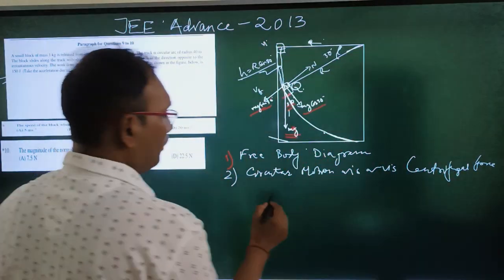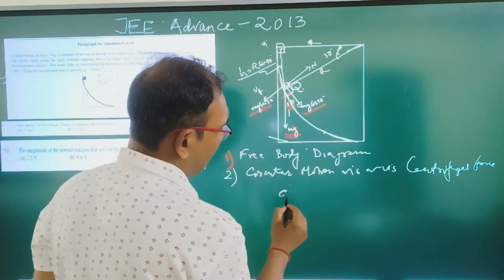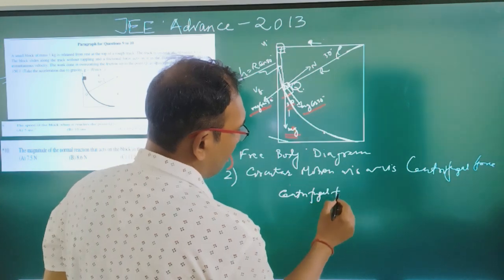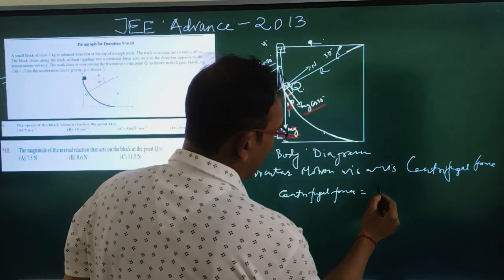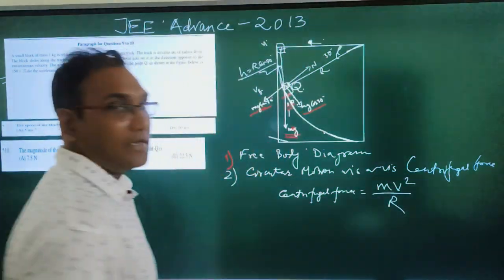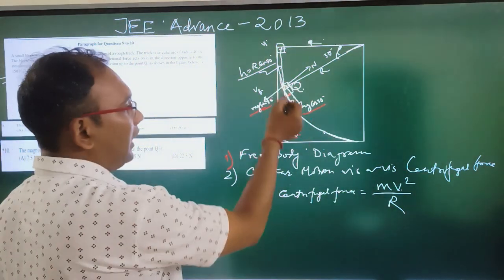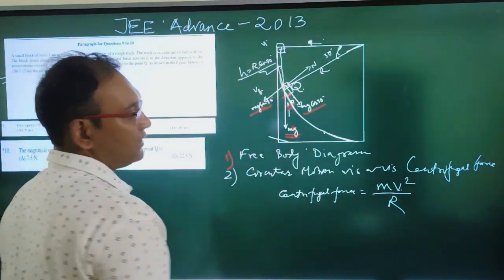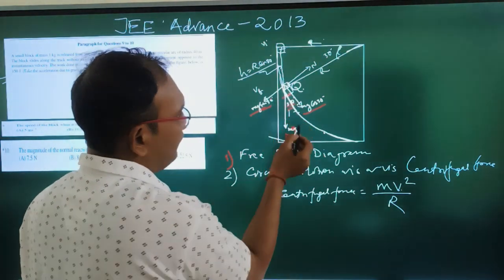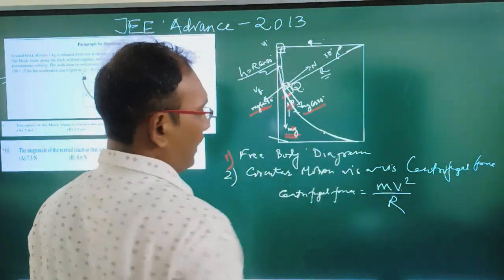This force is written as centrifugal force equal to mv square divided by r. v is the velocity of the object, along this tangential direction, which we have already observed, and r is the radius of the circular path.